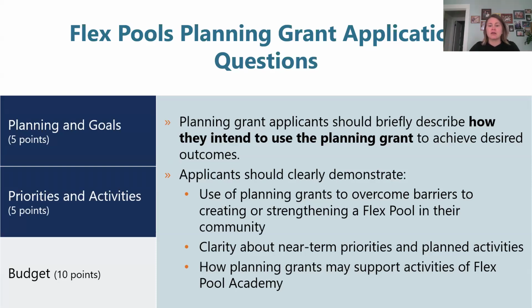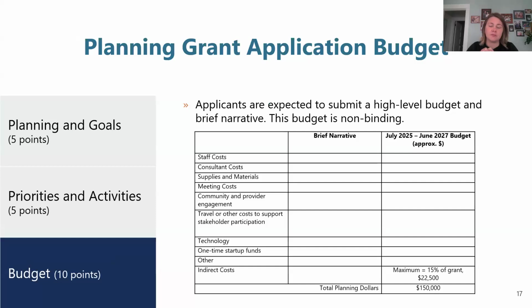I think one thing we're looking for in the planning grant is to see that you have clarity about the near-term goals and planned activities. And then also we just want to see how the planning grants will support the activities of the academy. We can go next slide.